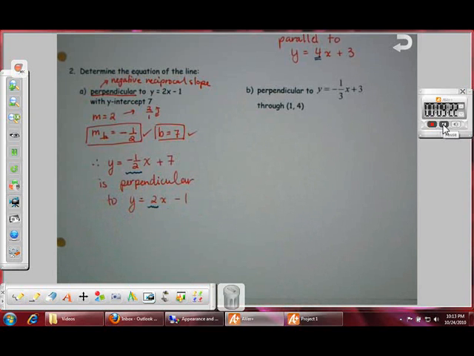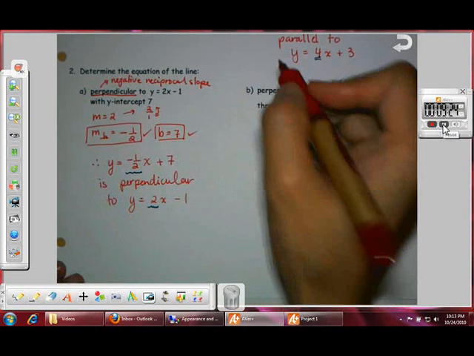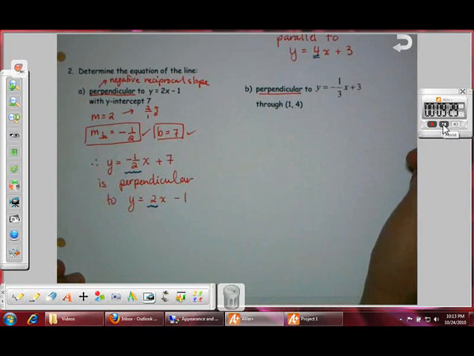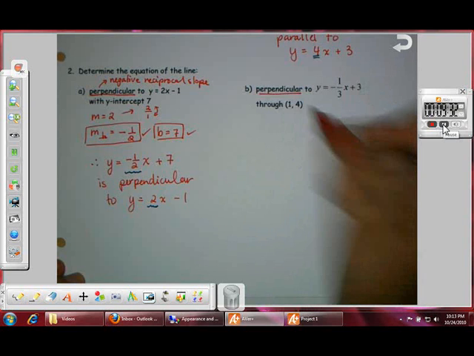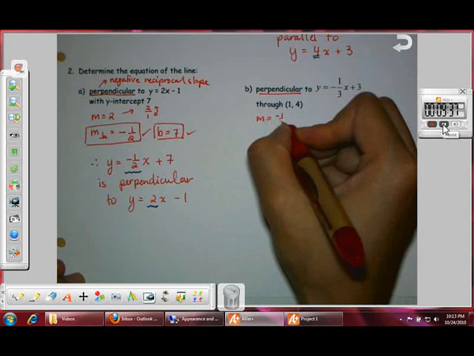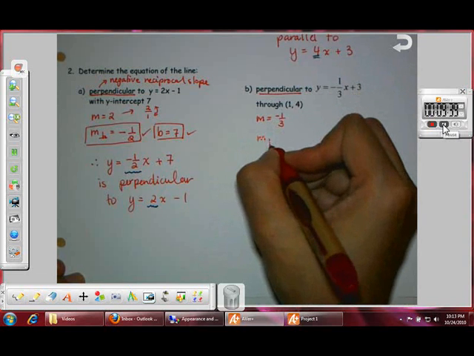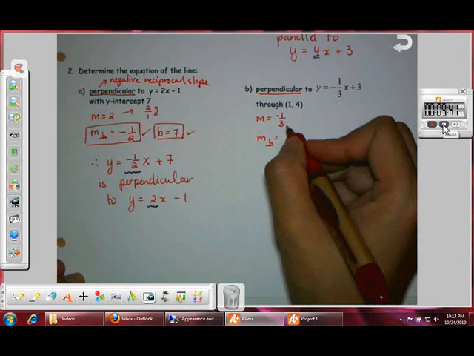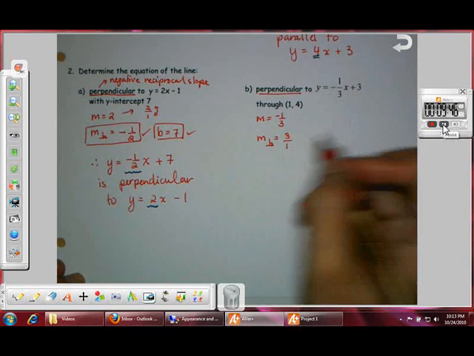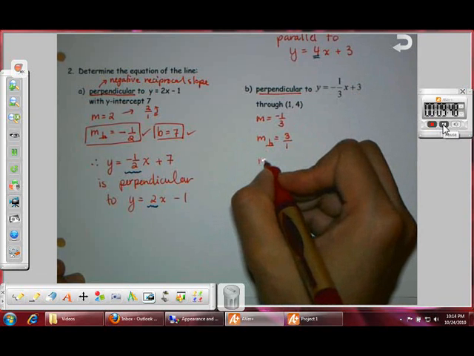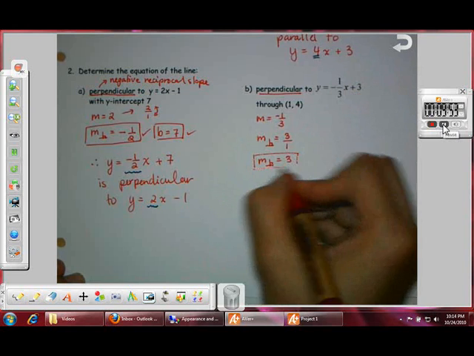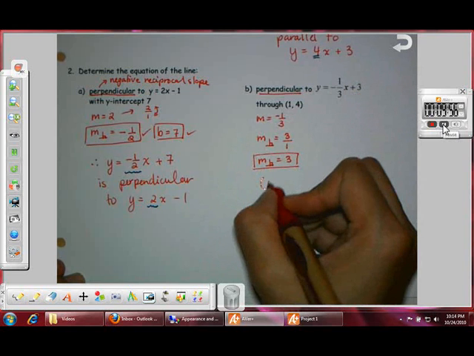Find the equation of the line perpendicular, once again, to y equals negative 1/3 x plus 3, and it has to go through this point. The slope of this line is negative 1 over 3. We want a slope that's perpendicular, so we'll flip this. The negative of a negative is positive, so it's 3 over 1. We never write a slope over a denominator of 1, so a better way to write it is m equals 3. That's our slope. We're given a point (1, 4).